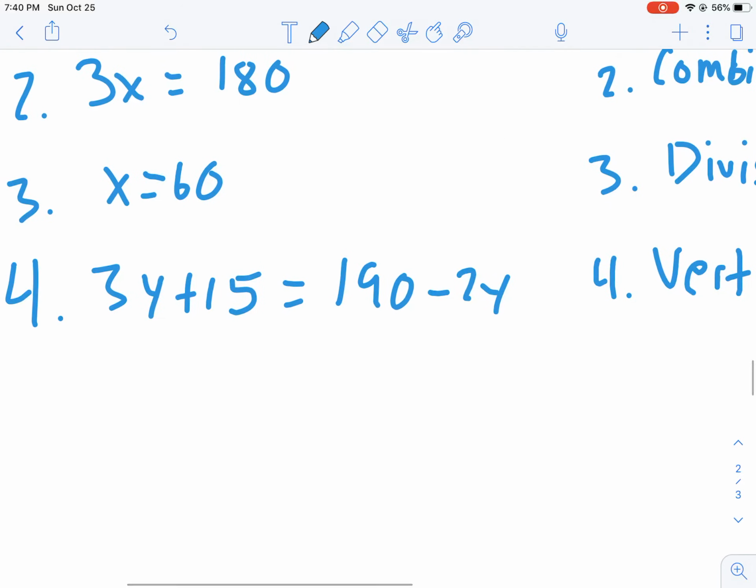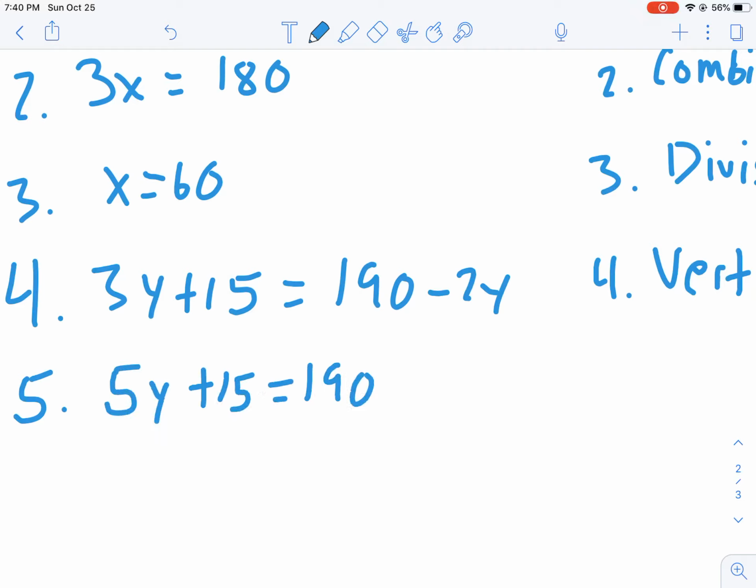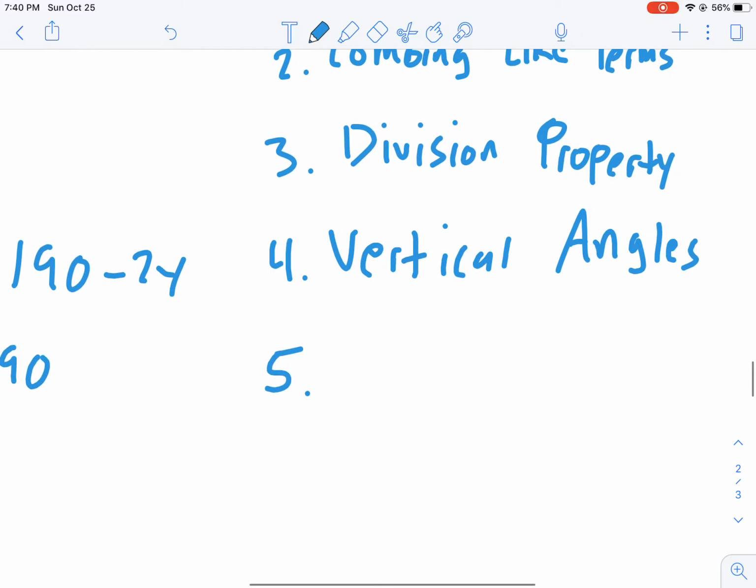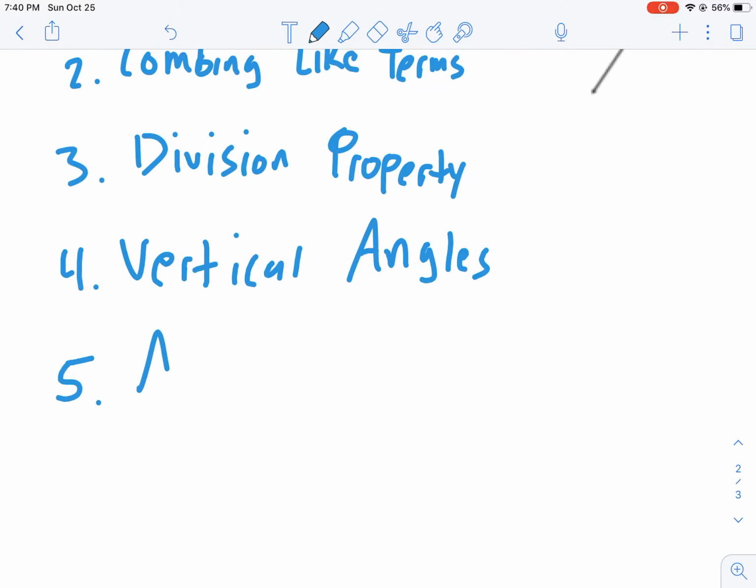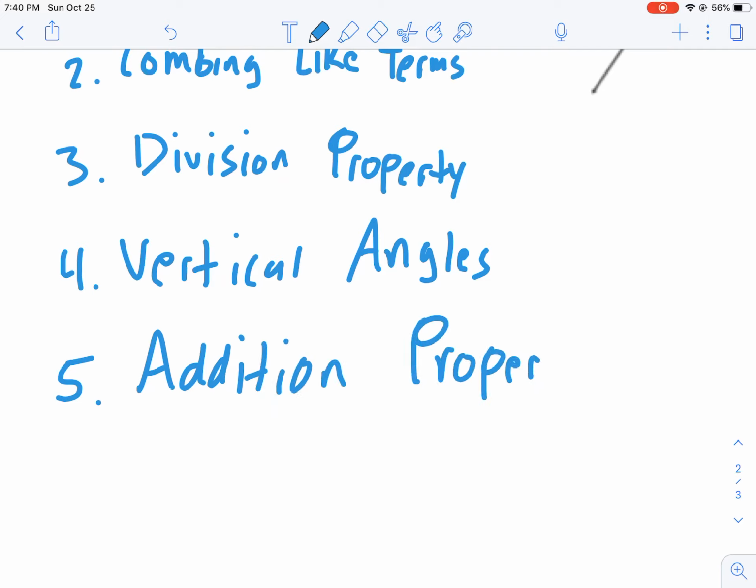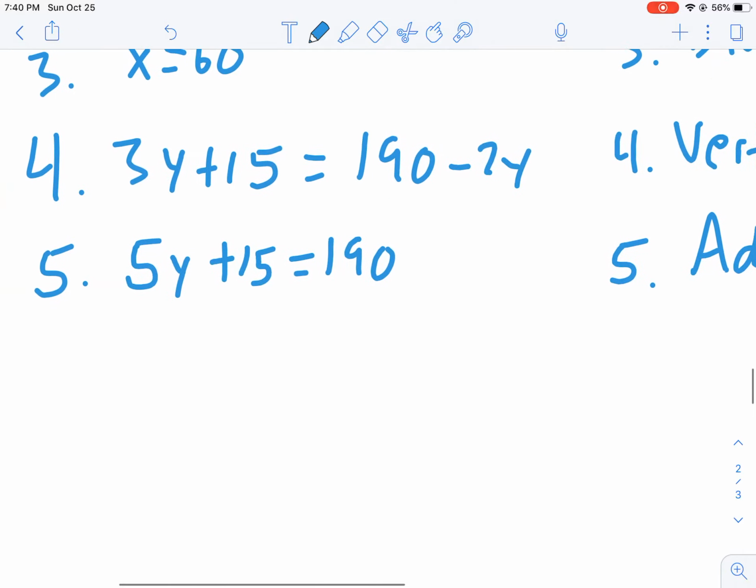So now again, we want to start solving here. We're going to have to add the 2y to both sides. So that's going to be 5y plus 15 equals 190. Since we added on both sides, that would be our addition property. So we're bringing back some old stuff here. This stuff still could be used in proofs.